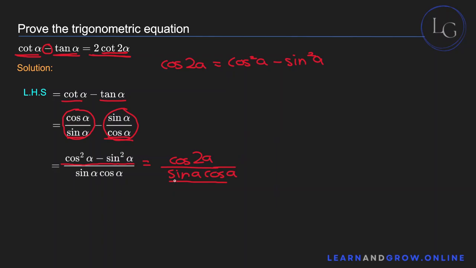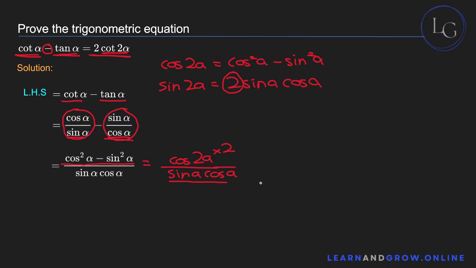Well, if this denominator becomes 2 sine alpha cosine alpha, you can use the double angle identity of sine 2 alpha, which states that sine 2 alpha is equal to 2 sine alpha cosine alpha. And to get that, you need to basically multiply this denominator of sine alpha cosine alpha with this 2. And since you're multiplying the denominator with 2, you need to multiply the numerator with 2 as well, so that the actual value of the function does not change.